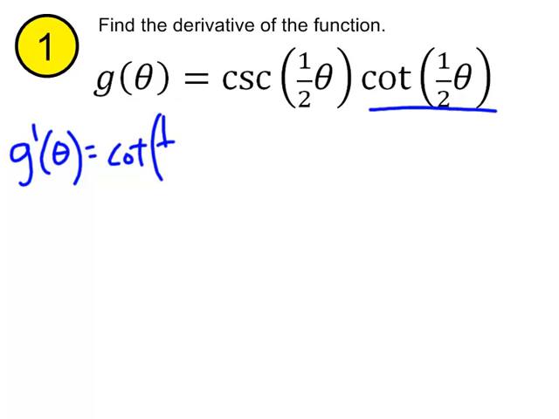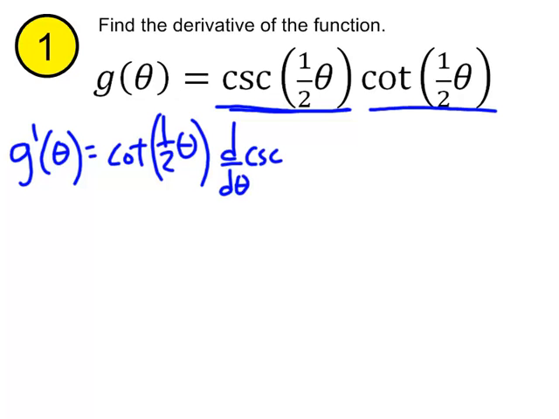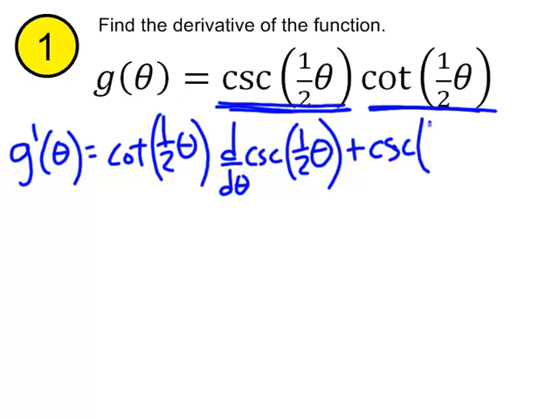cotangent of 1/2 theta times the derivative of the first. But rather than actually trying to take the derivative of the first, let's write d over d theta of cosecant of 1/2 theta. So I'm just acknowledging that I still need to take the derivative. I haven't done it yet. That's what the d over d theta tells me. Plus the first times the derivative of the second. And I'm going to do the same thing. Cosecant of 1/2 theta times d over d theta of cotangent of 1/2 theta.